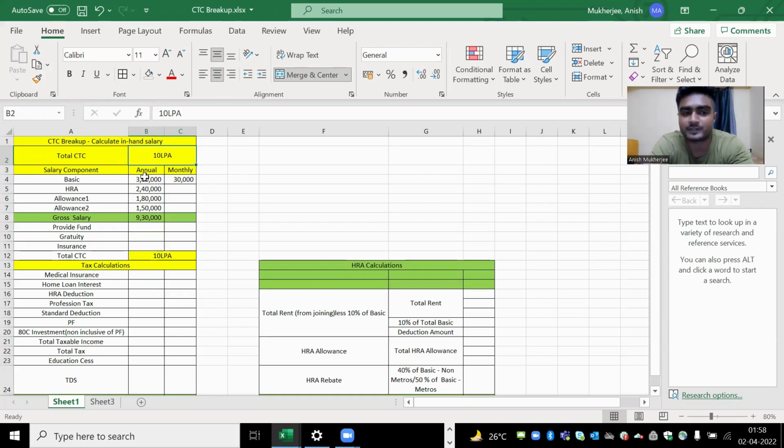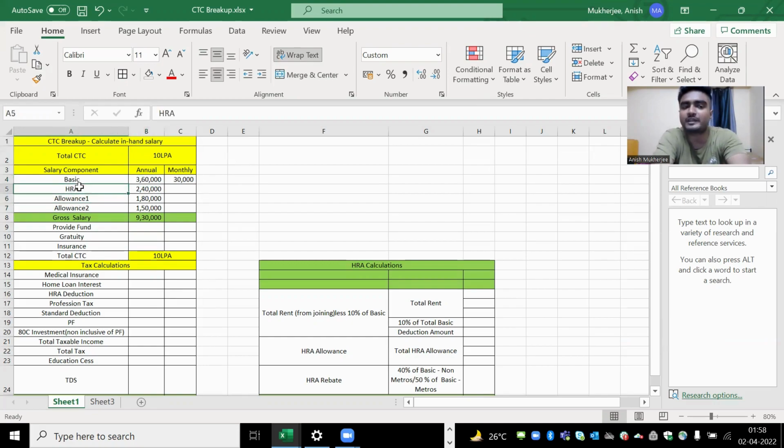So that is what I have done here. 30% of 10 lakhs, it is almost coming to be 36% of 10 lakhs. It is roughly around 36%, so 3.6 lakhs. I'm assuming the basic salary to be 3.6 lakhs here.